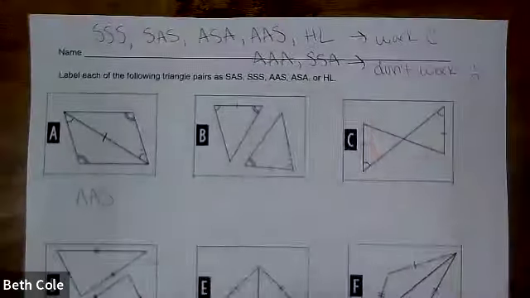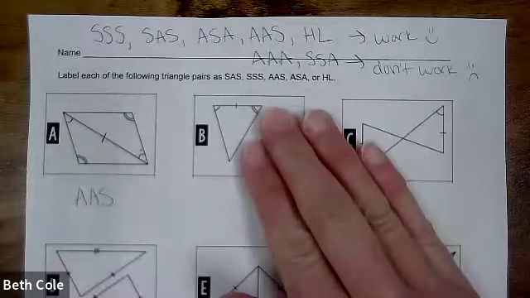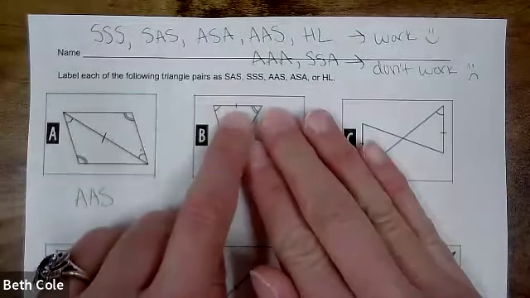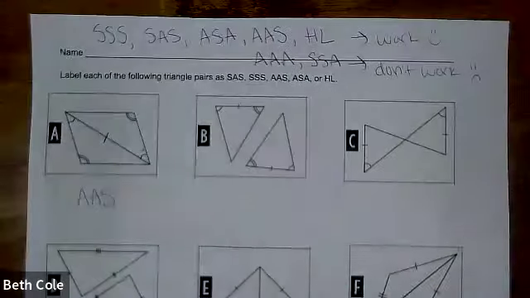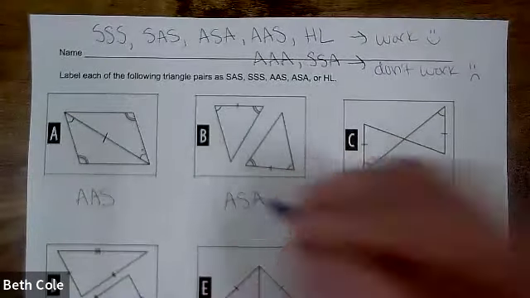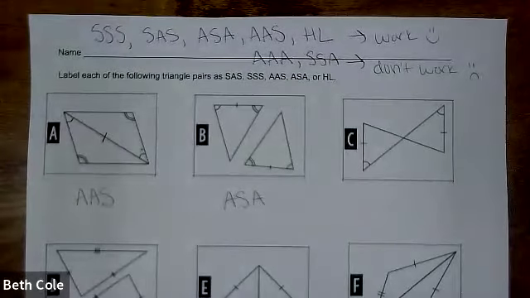All right, let's look at this one. Now, you only really need to look at one triangle. Okay, you only need one of them. You have 2 angles, one side. Is the side in between? Yes. Okay, so angle, side, angle. You're just looking, is it in between or not?